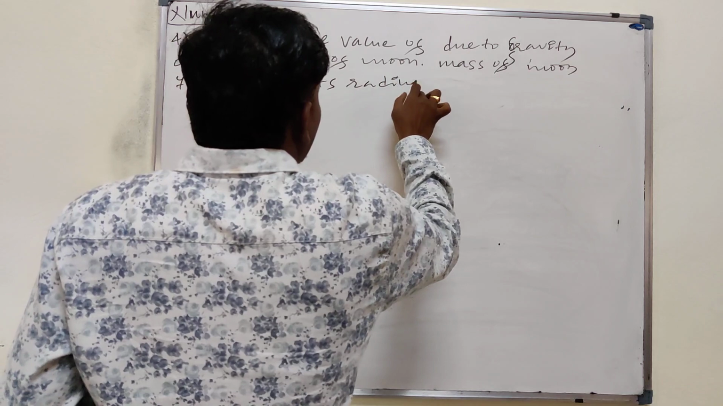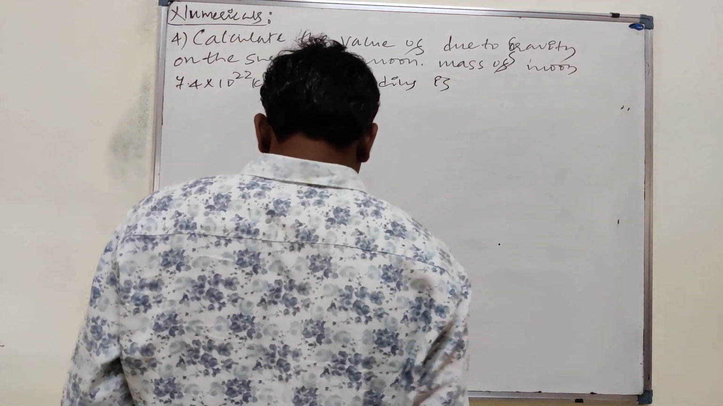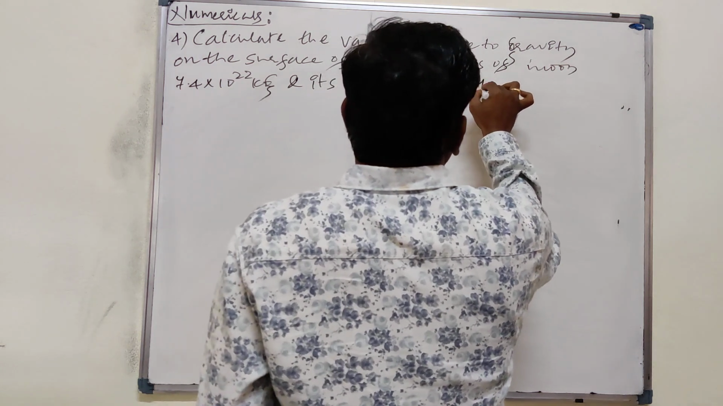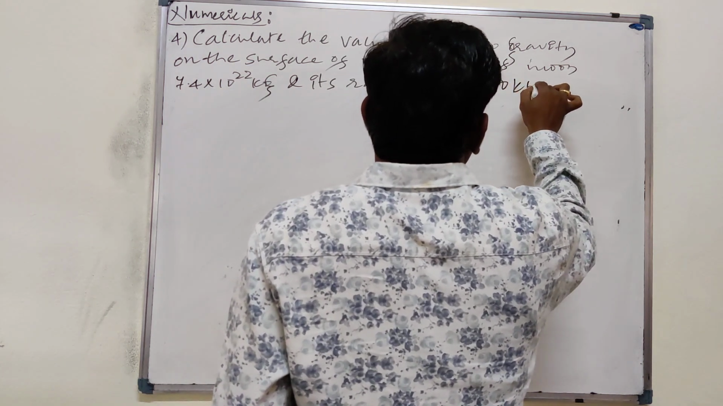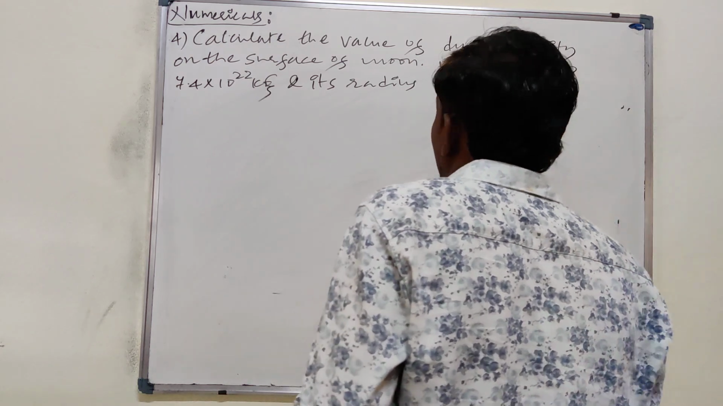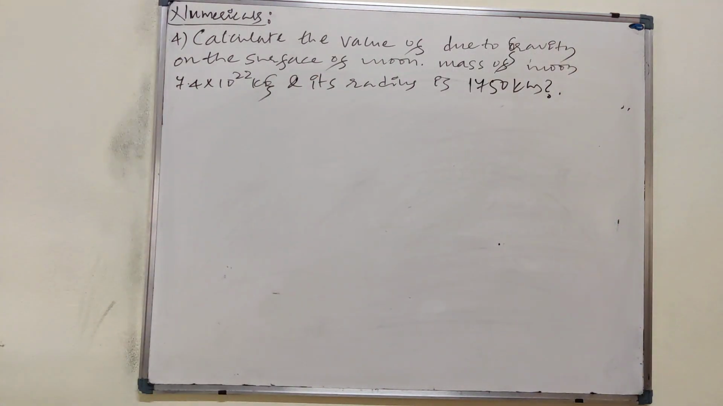Radius is 1, 1750 kilonewton. So calculate the value of acceleration due to gravity.